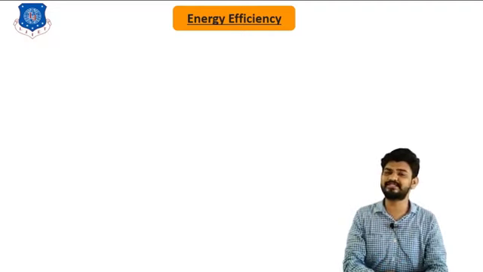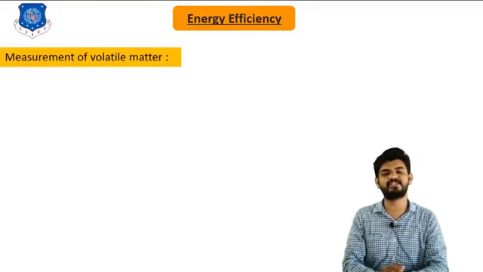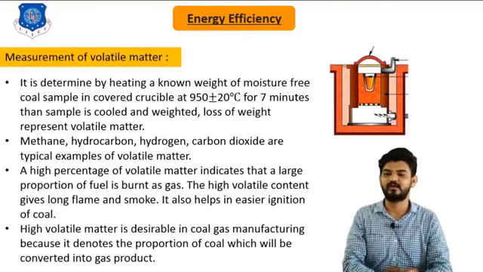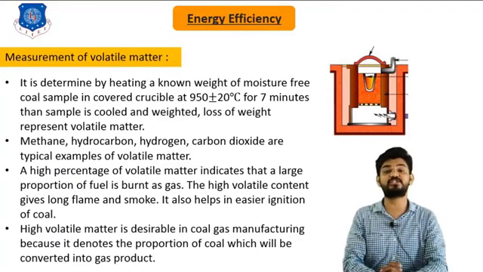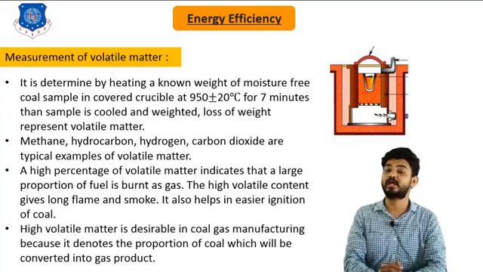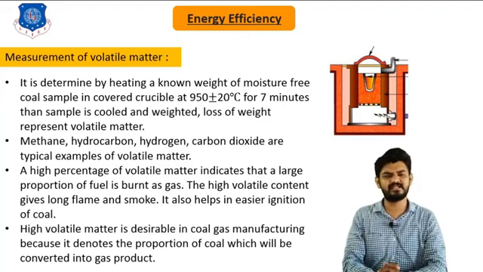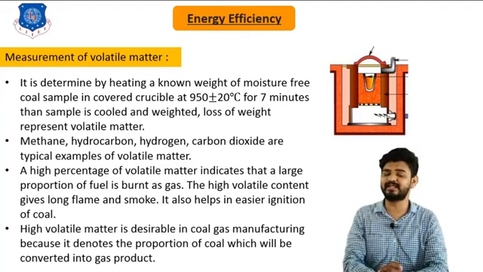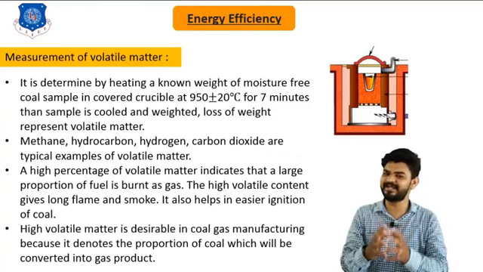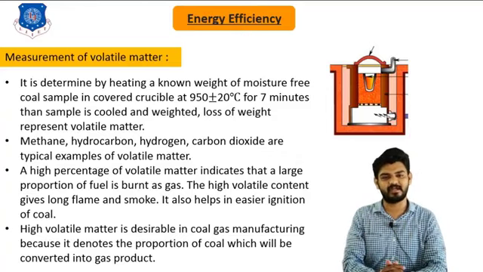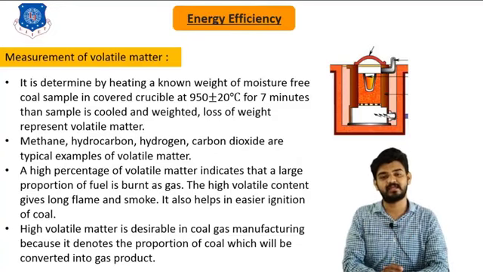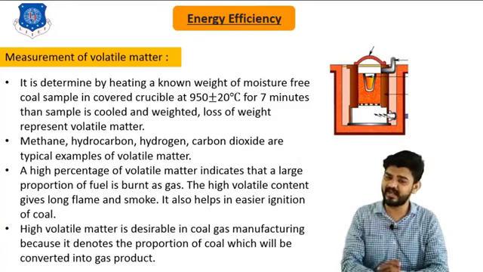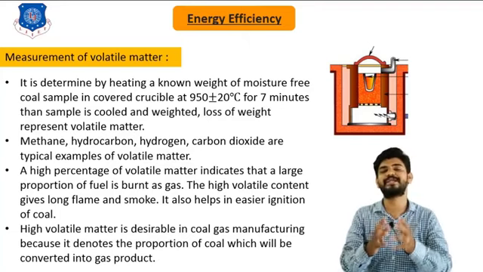Now let's move to the second analysis, and that is the measurement of volatile matter. It is determined by heating a known weight of moisture-free coal sample in a covered crucible at a temperature of around 950 degrees Celsius plus or minus 20 degrees Celsius for 7 minutes. Then this sample is cooled and weighed again. So the percentage loss in weight is represented by volatile matter.